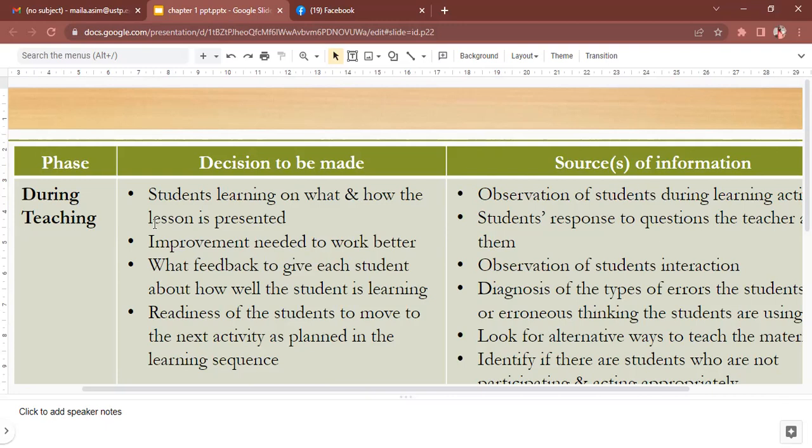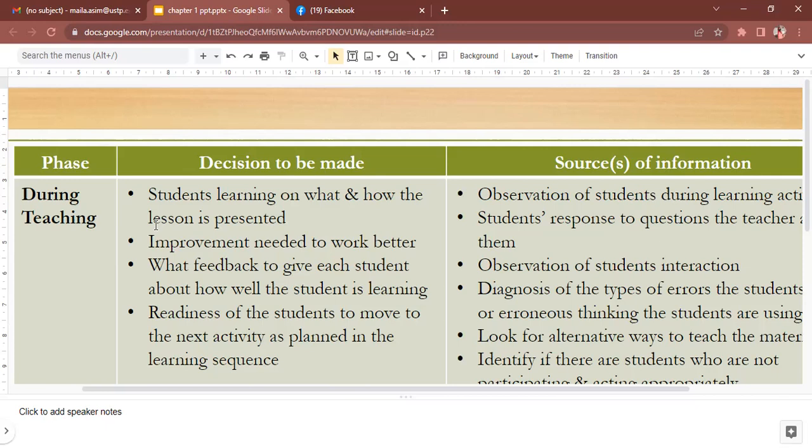What feedback to give each student about how well the student is learning. So diri sa during teaching, makaila na ka sa possible feedback nga ihatag sa mga students or how well they are learning inside your class. So mas better nga naa kay taking down notes of the feedbacks para feedbacking after teaching, necessary for you or easier for you to identify it. Readiness of the students to move to the next activity. So makita nimo sa during teaching nga ready na ba ang mga students sa next activity or not.